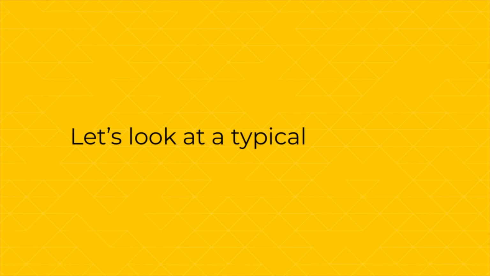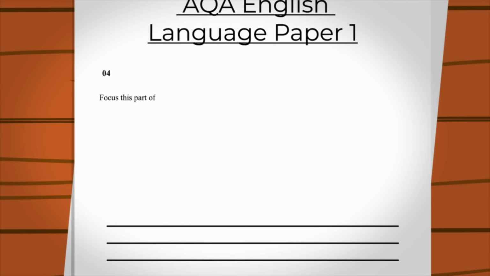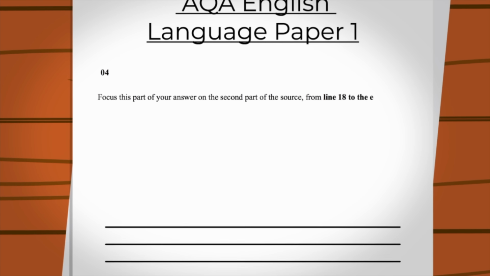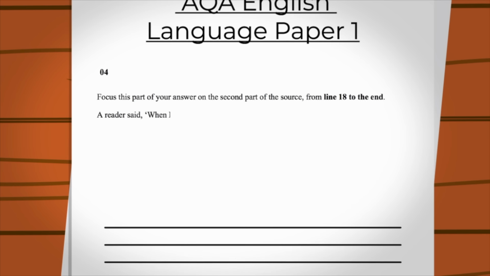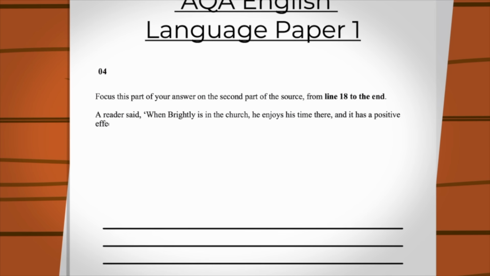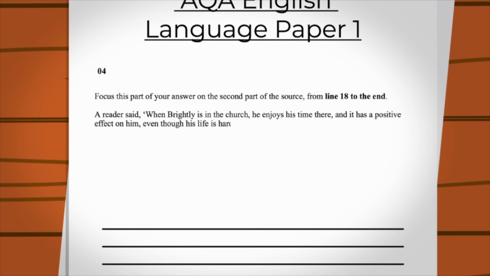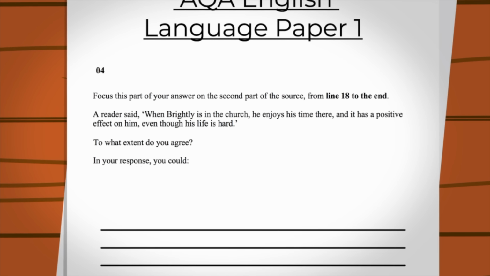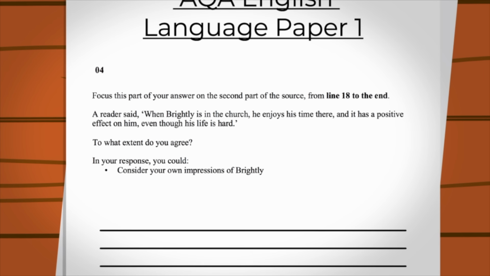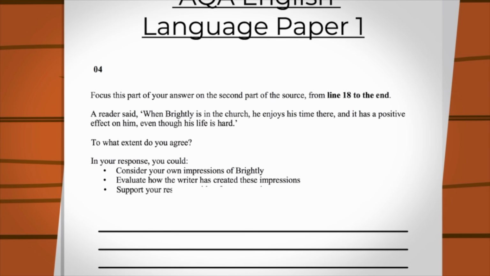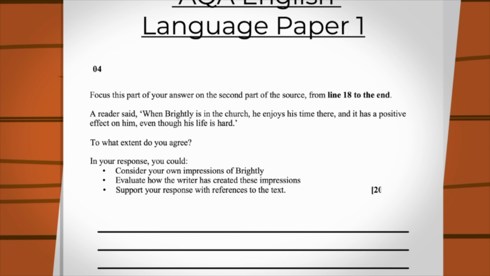Let's look at a typical question. Focus this part of your answer on the second part of the source from line 18 to the end. A reader said, when Brightly is in the church, he enjoys his time there, and it has a positive effect on him, even though his life is hard. To what extent do you agree? In your response, you could consider your own impressions of Brightly, evaluate how the writer has created these impressions, support your response with references to the text, 20 marks.